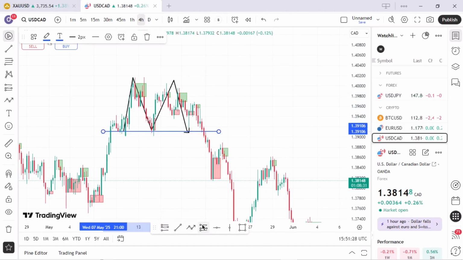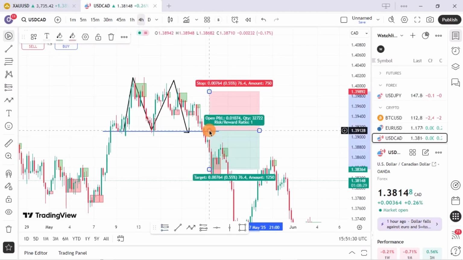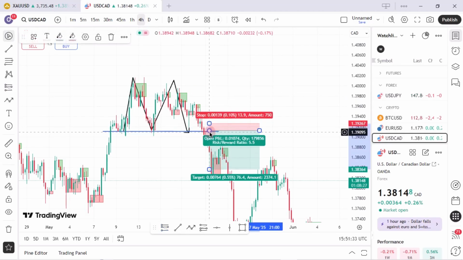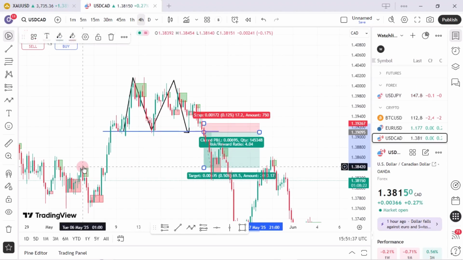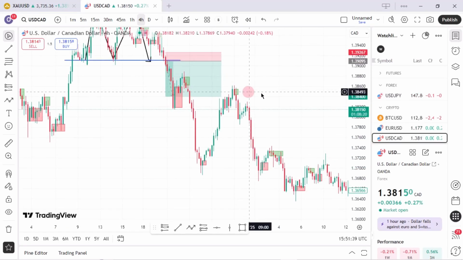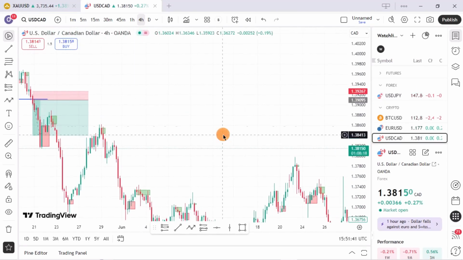And I expect it to come down. You see, good. I put my entry there, and I put my TP somewhere around this high here, and then I'll say boom, another TP. So it's always back to back, back to back.